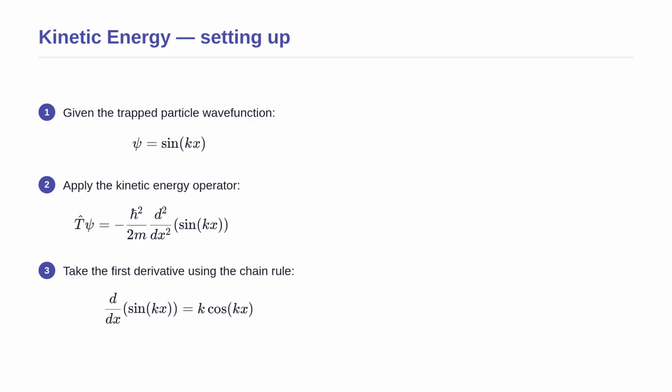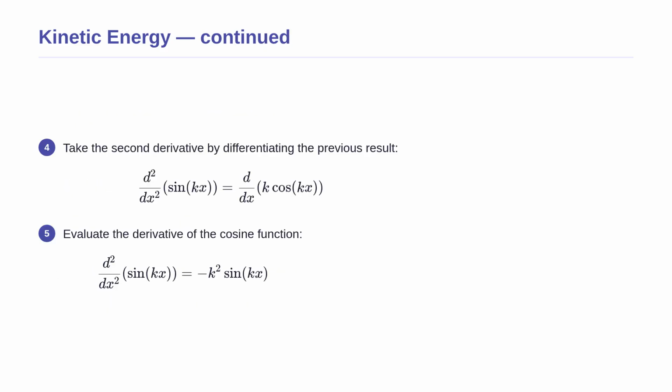The derivative of a sine function is a cosine function, and according to the chain rule in calculus, the constant k inside the parenthesis is pulled out to the front. Moving forward with our calculation, we must now take the second derivative by differentiating our previous result.